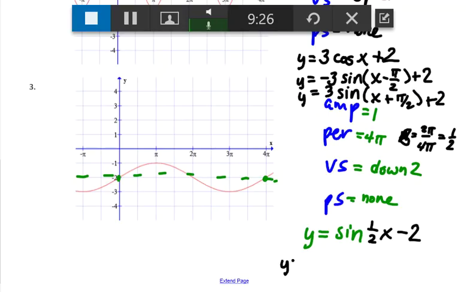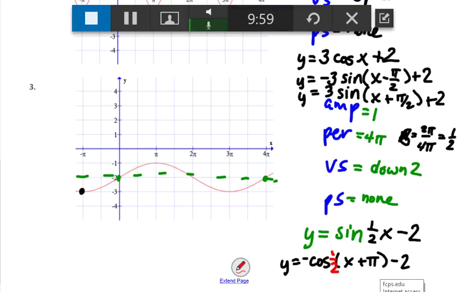Negative cosine x plus pi, minus 2. Okay, so this one looks like it's going to shift left. So if we start here. And then we need the 1/2 still. Oh, yeah, okay, thank you. I actually totally forgot about that. 1/2. Okay, I think that works. That's good.